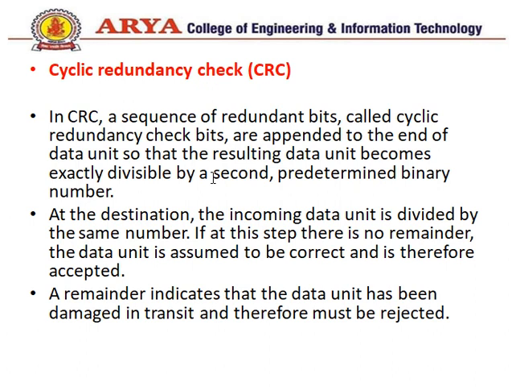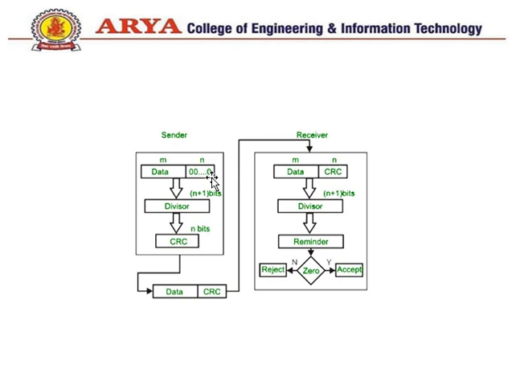At the destination, the incoming data unit is divided by the same number. If at this step there is no remainder, the data unit is assumed to be correct and therefore accepted. A remainder indicates the data unit has been damaged in transit and therefore must be rejected. So this is the diagrammatic representation of the CRC.